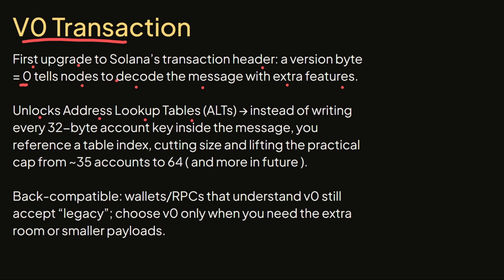Version 0 transaction. The first upgrade to the Solana transaction header, a version byte equal to 0, tells nodes to decode the message with extra features. It unlocks address lookup tables, ALTs. Instead of writing every 32-byte account inside the message, you reference the table index, cutting size and lifting the practical cap from 35 accounts to 64 and more in the future. It is backward compatible. Wallets and RPCs that understand v0 still accept legacy. Choose v0 only when you need the extra room or smaller payloads.